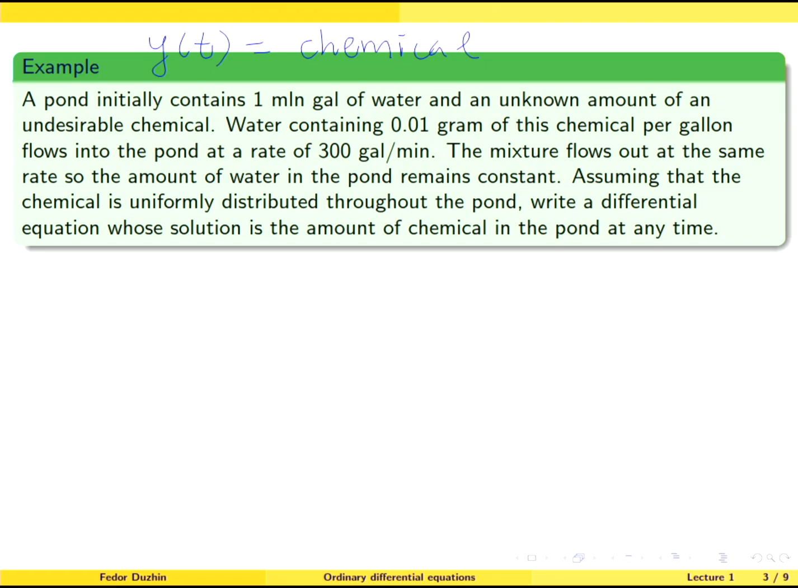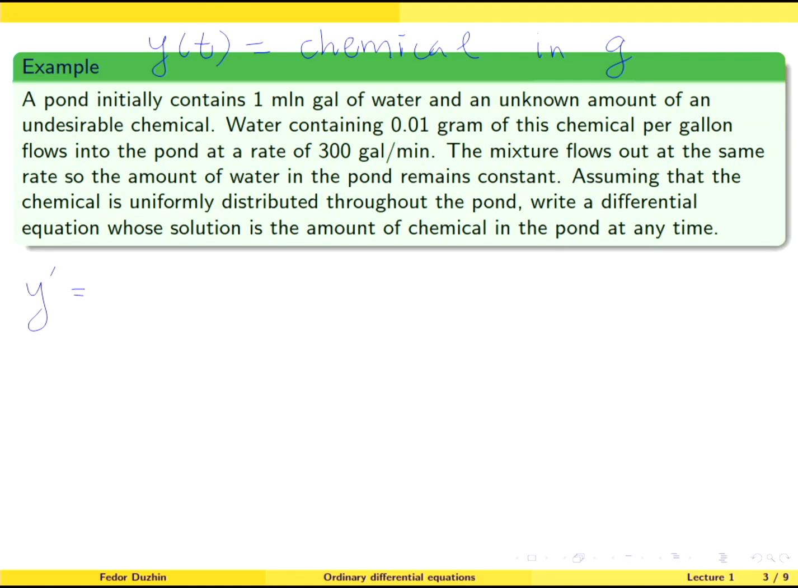Water containing 0.01 gram of this chemical per gallon, whatever it means. So the amount of chemical is measured in grams. So it flows into the pond at a certain rate, and then the mixture flows out at the same rate, and so on and so forth. So the question is to write a differential equation describing the process. So let's write down a differential equation. Means that we should really work with y prime.